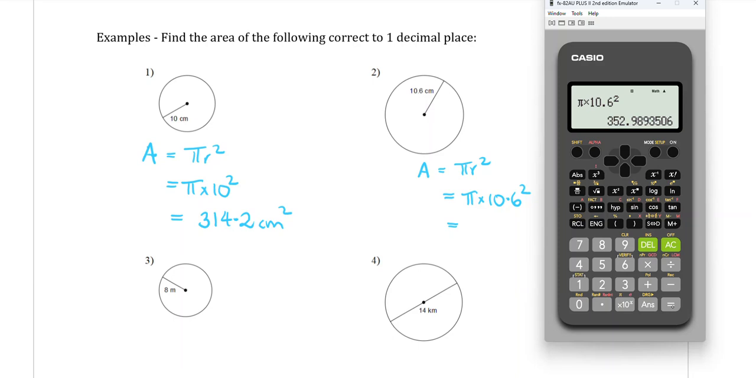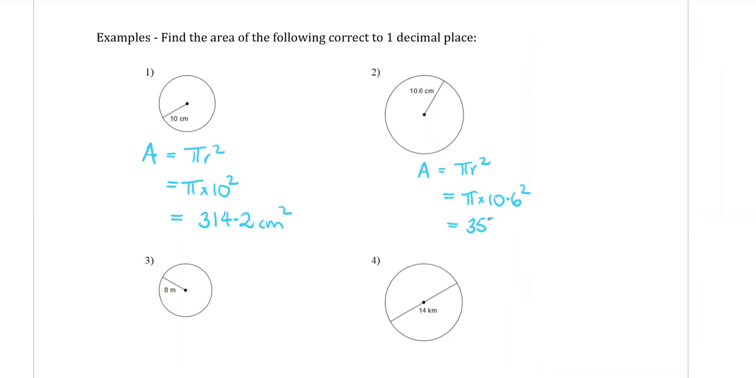To 1 decimal place, what would that be? Does the 2 round the 5? Yeah. So it would be 353.0. That's right. 353.0 centimetres squared.